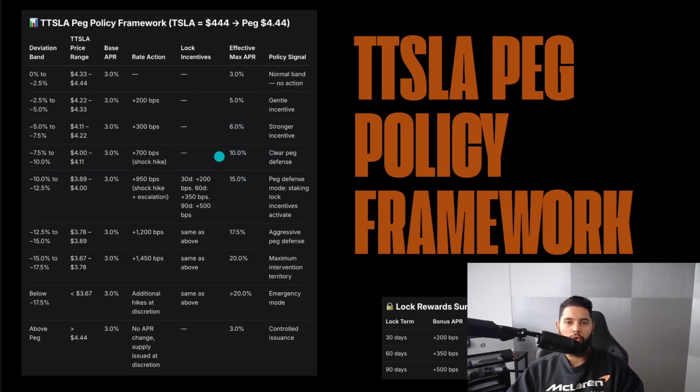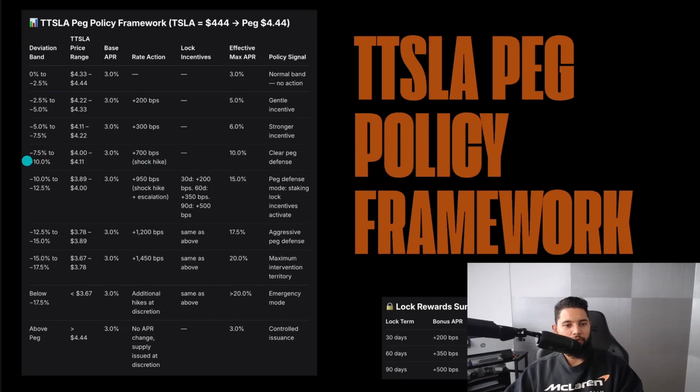So if you're holding tokenized Tesla, you're now getting a 10% yield, and this is paid out daily, and this peg policy is adjusted every single week. Every Monday at 0 o'clock UTC, the new peg policy for the week is set. So this is all predictable. You will know leading into the Monday what the next week's yield is going to be, and it's all based on the oracle price of Tesla for the prior week.